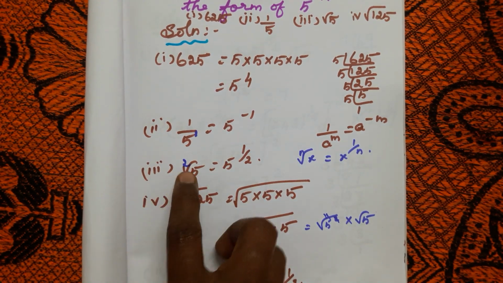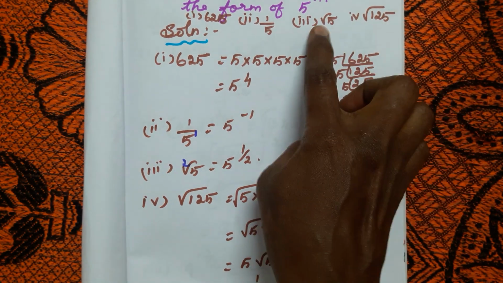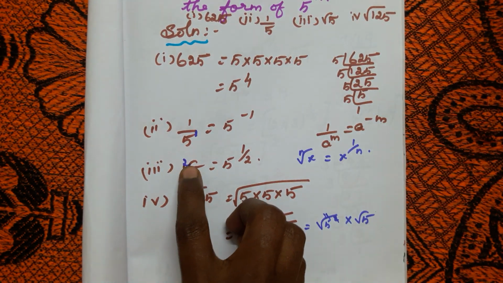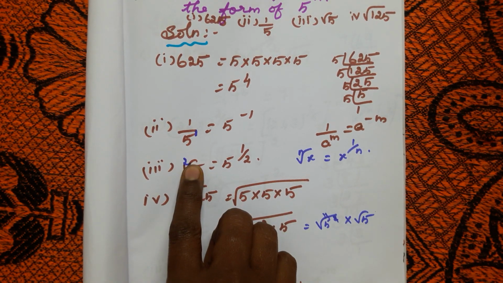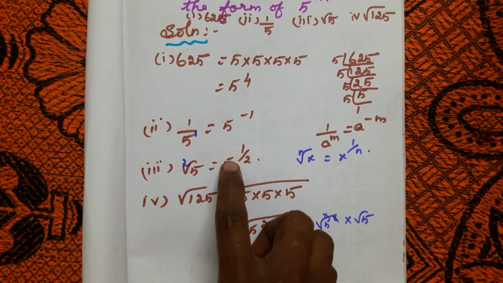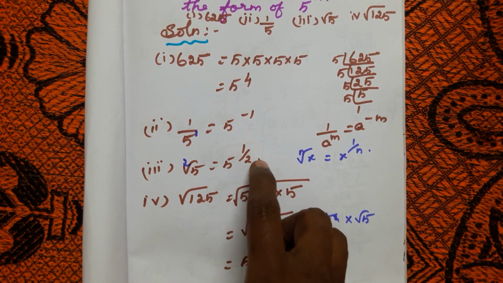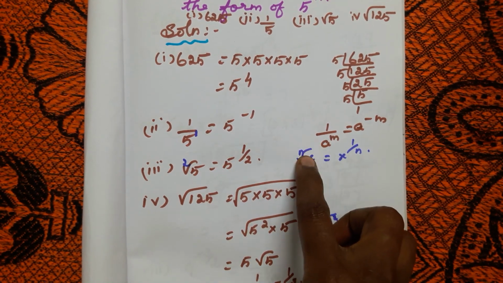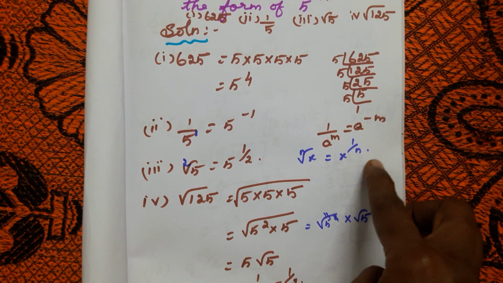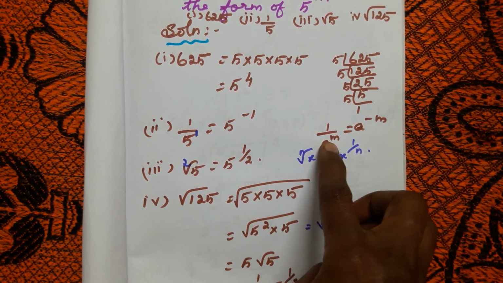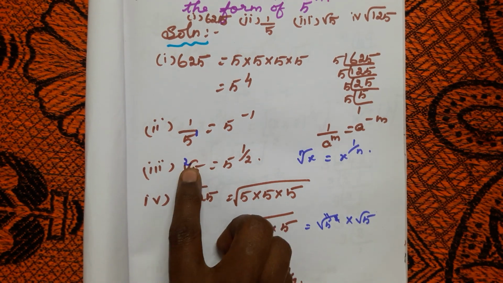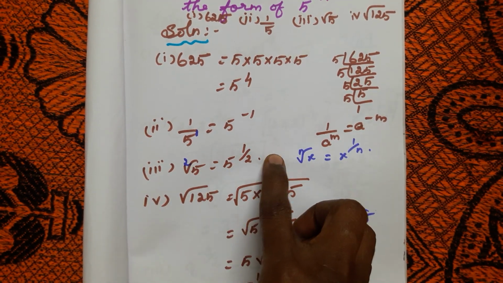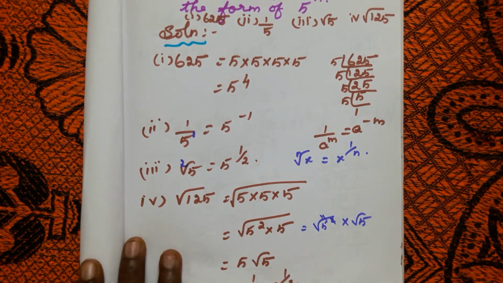Third problem, square root of 5. Square root of 5, what is the order? 2 is the order. So we can write 5 power 1 by 2. The nth root of x is equal to x power 1 by n. When we use this, we get square root of 5 is equal to 5 power 1 by 2.